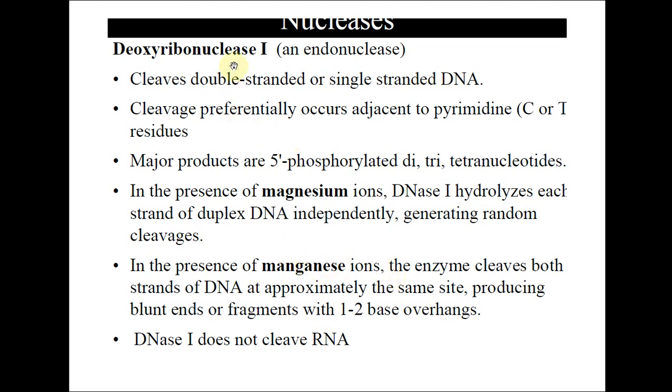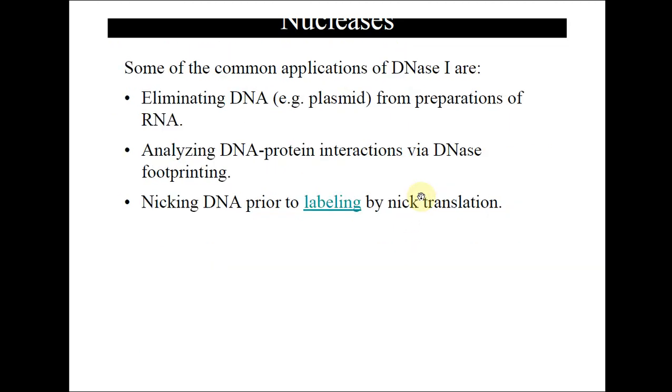DNase 1 is used mostly in recombinant DNA technology experiments. This works in the presence of manganese and magnesium ions, and this cleaves single-stranded as well as double-stranded DNA. So this DNase 1 is used for eliminating DNA from preparations of RNA, analyzing DNA protein interactions and nicking DNA prior to labeling by nick translation.